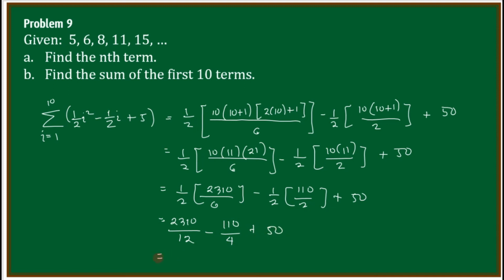Then, you use your calculator. We have 2,310 divided by 12. So, dapat whole number yung makuha natin. Minus 110 over 4 plus 50. So, the answer is 215. Okay? So, therefore, the sum of the first 10 terms of the given quadratic sequence or series, kung naka-express na siya in summation, ay series na siya, ay 215.